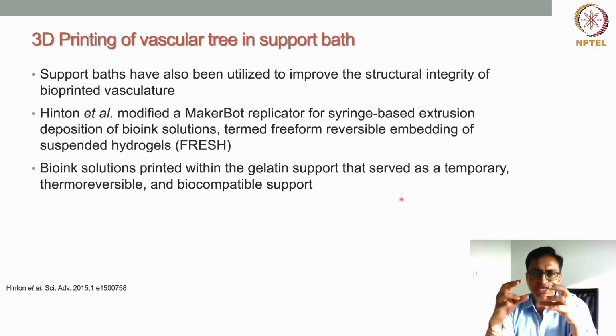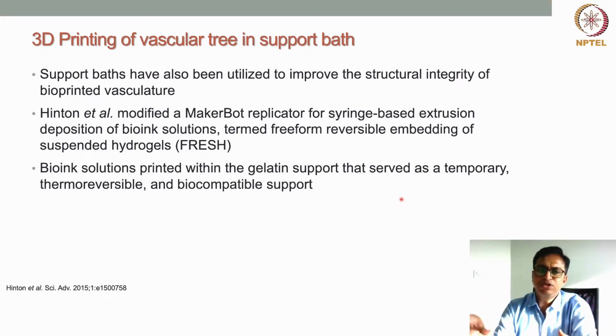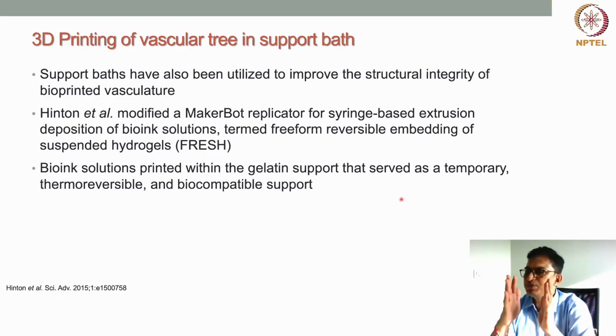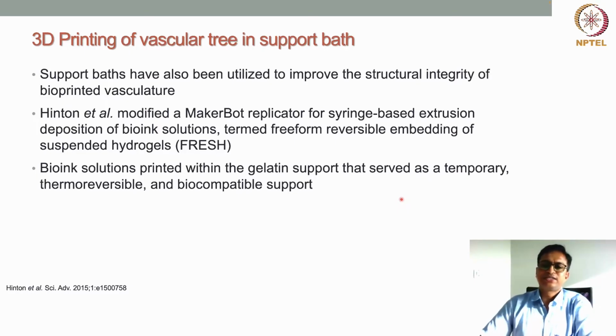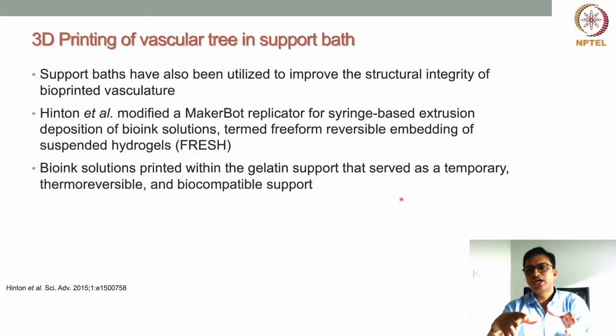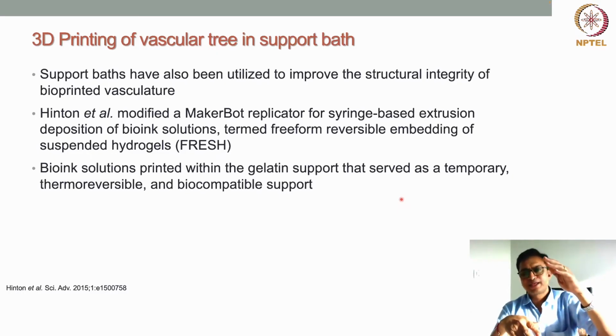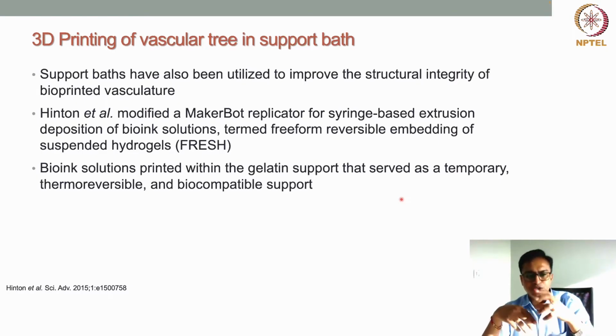What they have done is print a vascular tree with subvascular channels in a support bath material, and their technology is called FRESH, which stands for freeform reversible embedding of suspended hydrogels. They used a syringe-based extrusion system, as we discussed earlier, where we can load the hydrogels in the extrusion-based system and then apply pressure. In this case, syringe-driven mechanical pressure was applied to extrude the bioink.